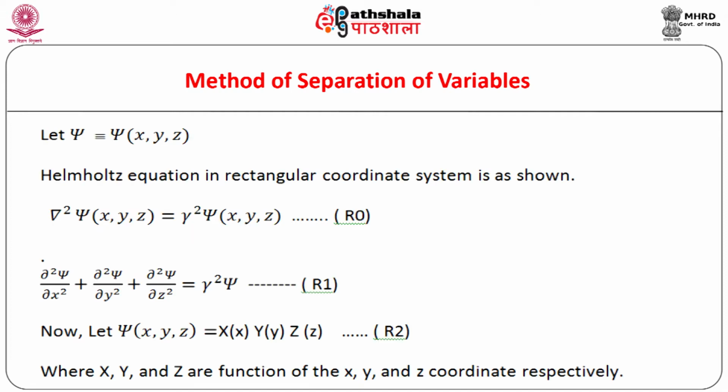Let us see how Helmholtz equation is solved in the rectangular coordinate system using the method of separation of variables. Let psi be equal to psi of x, y, z. Helmholtz equation in the rectangular coordinate system is as shown.